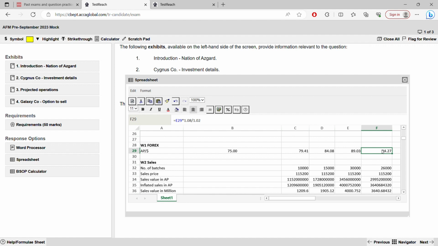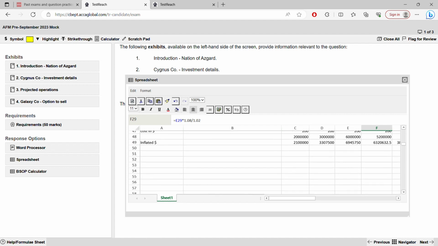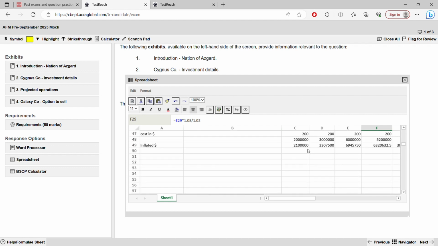See, it is in AP. All these are in AP. This is 75.141 AP equal to $1, and your currency is in dollar. So dollar and AP, different currency, you multiply. You need to multiply, not divide, because it's in different currency. Different currency multiply, same currency divide. This is the rule.